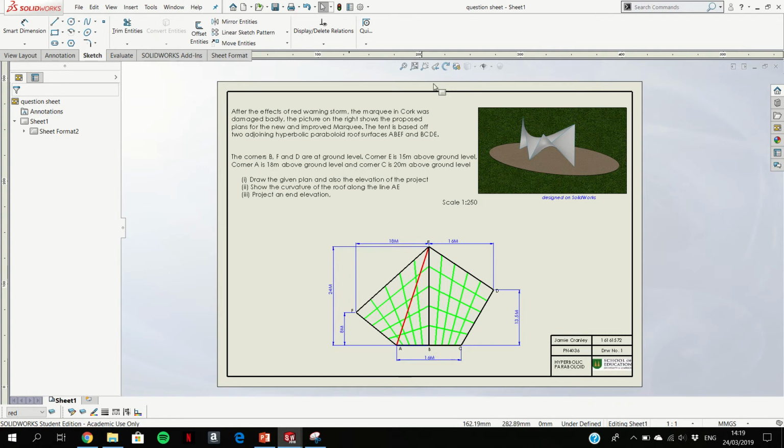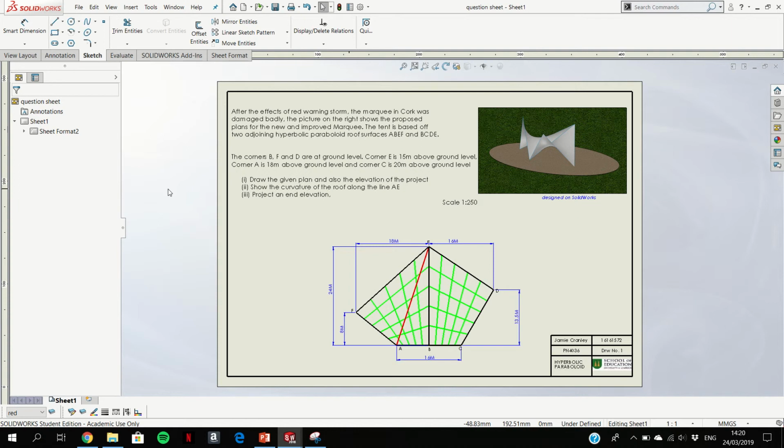This picture on the right I drew up in SolidWorks myself. That will be the plan of the new development of the marquee. It also states that the corners B, F and D are at ground level. Corner E is 15 metres above ground level, corner A is 18 metres above ground level, and corner C is 20 metres above ground level. So none of these 3 points are the same height, so it's going to be a completely oblique surface.